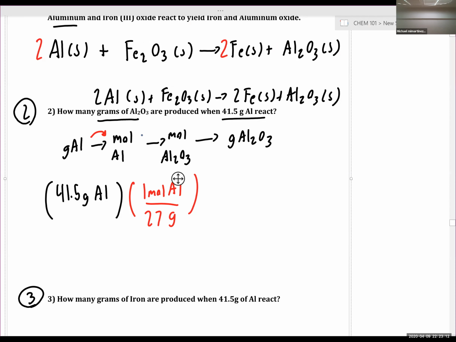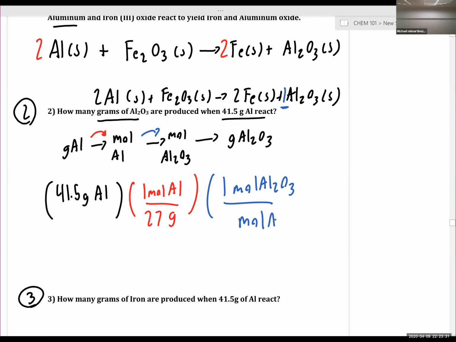Now for the new part. How many moles of aluminum oxide are generated in this reaction? 1, yep. And how many moles of aluminum are reacting to generate that aluminum oxide? What's our coefficient for aluminum? 2, exactly right.